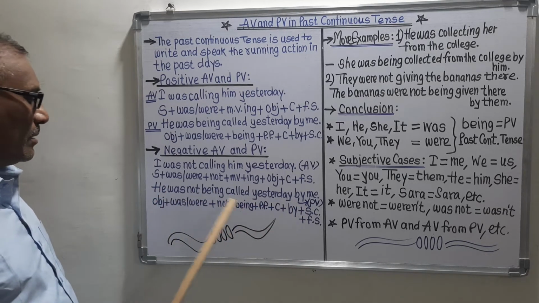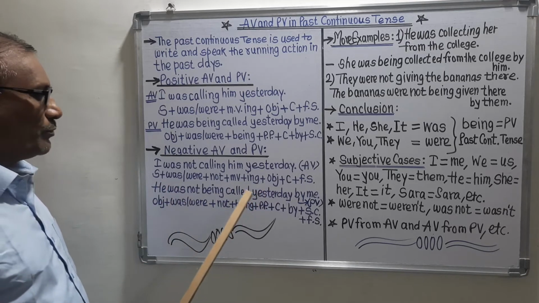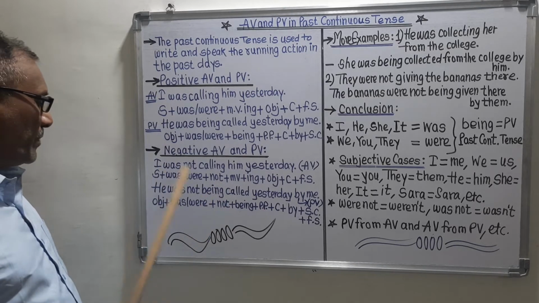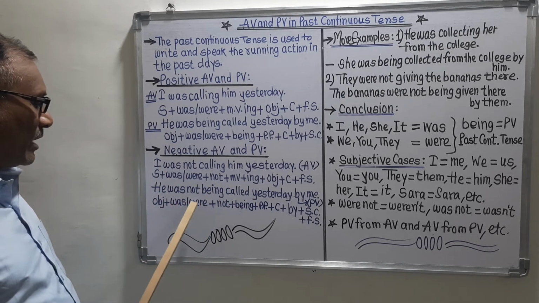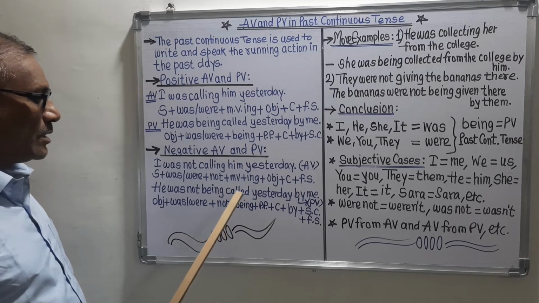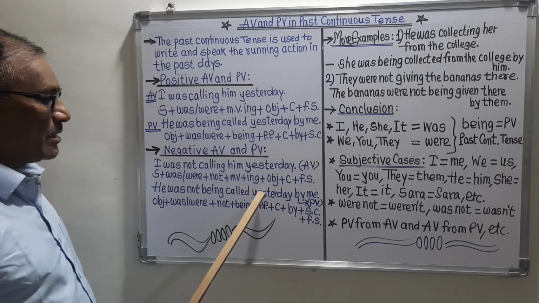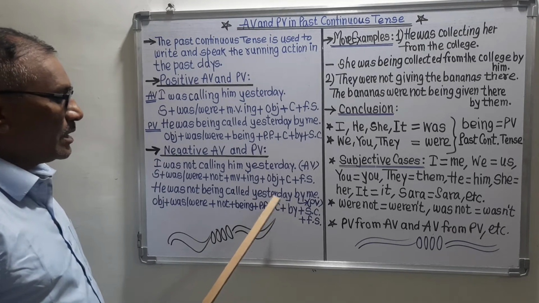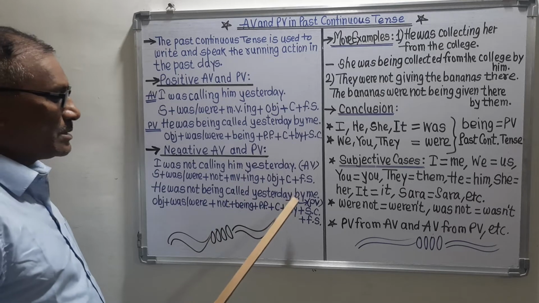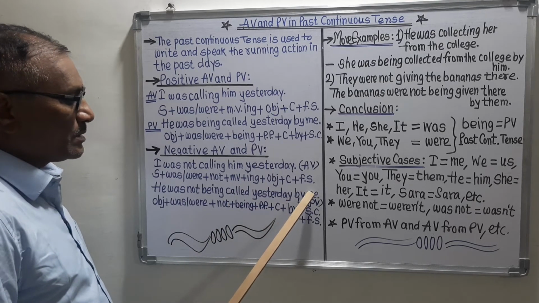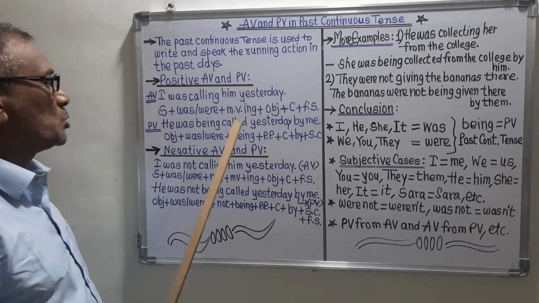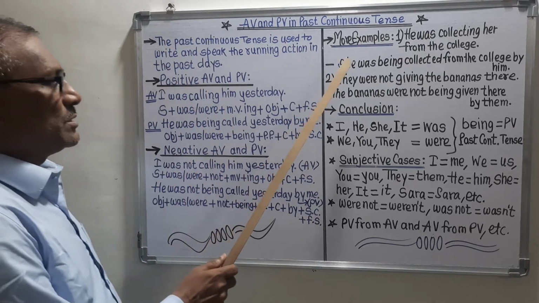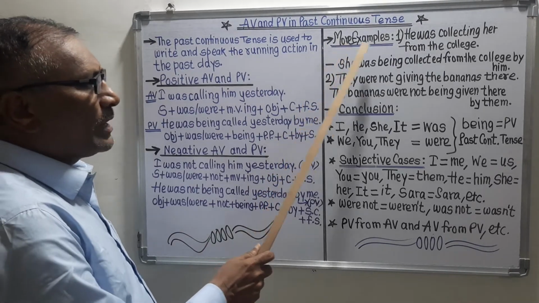So if we compare this structure and this sentence of the passive voice, then we can say that this is the same because object is here, was or were is here, not is here, being is here, called is PP is here, yesterday, that is complement or EW extra words, is here, then by is here, then subjective case is here, and then full stop is here. So here we have completed this part. Now we will go to this part. There are now more examples.